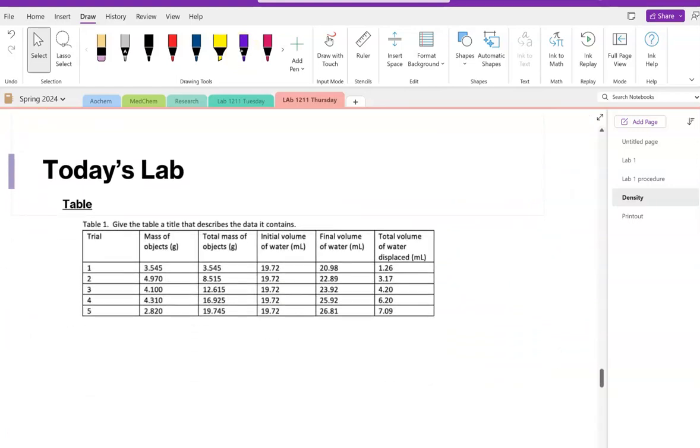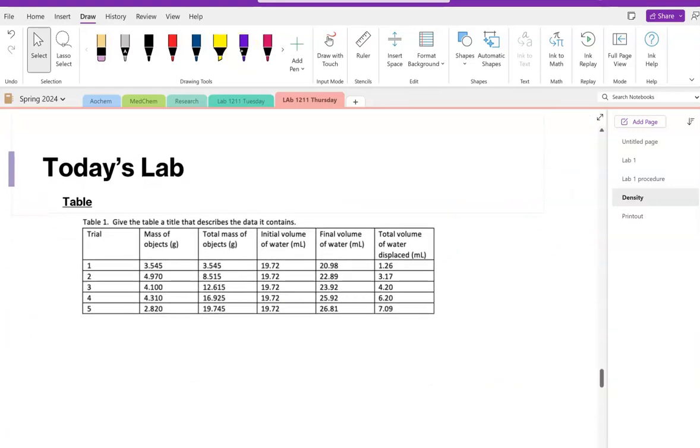All right, so the big thing for today's lab with the data table is you are getting some glass beads that we have up at the front counter, and you're going to get the mass of that. So if you take one glass bead first, you get the mass of that. Put that in your mass of objects column. And then for your total mass for trial 1, they're the same. For trial 2, you're going to take the mass of a second glass bead. So that's glass bead number 2.